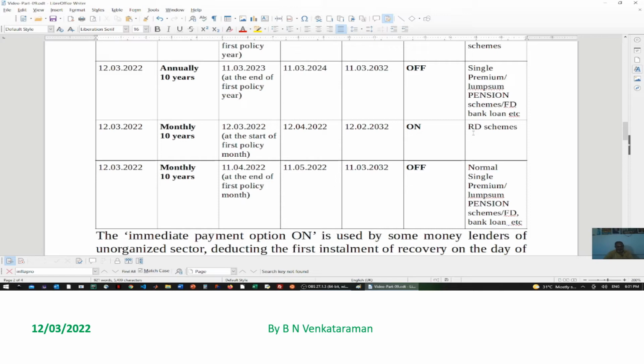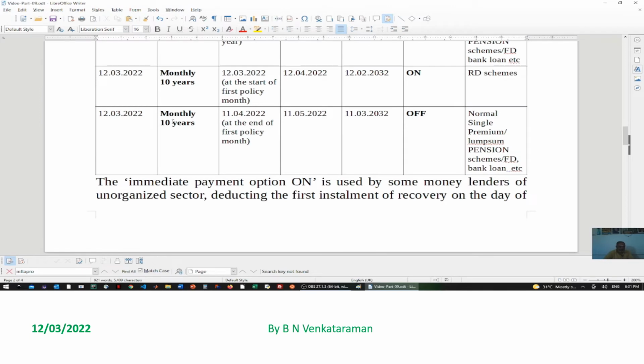This is generally applicable in all these schemes. Then, in case of monthly pension with immediate pension on, investment on the same day, the first installment starts at the end of the first policy month, that is 11th April 2022, and the next one starts on 11th May 2022, and so on, and the last installment is 11/3/2032.